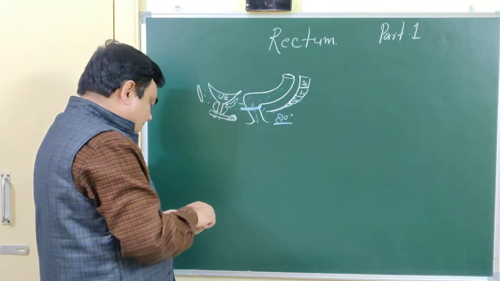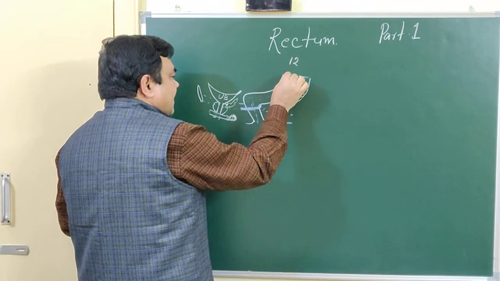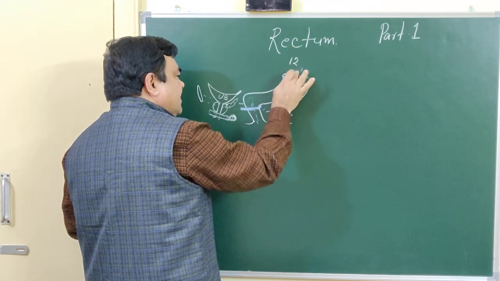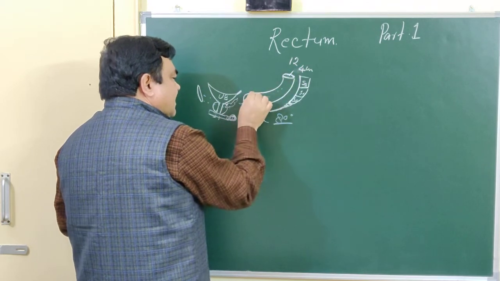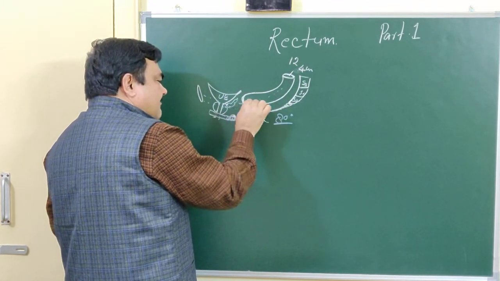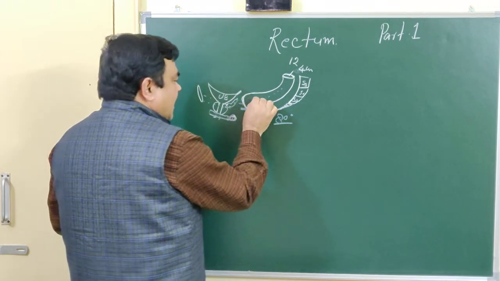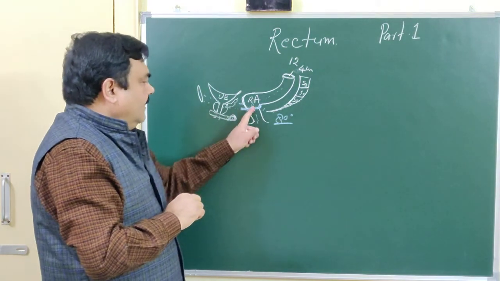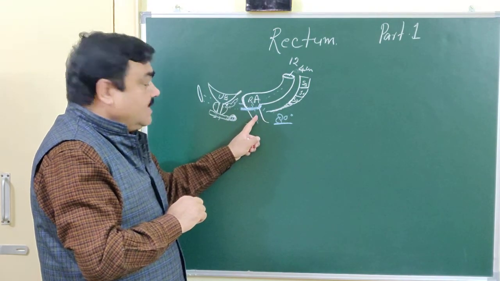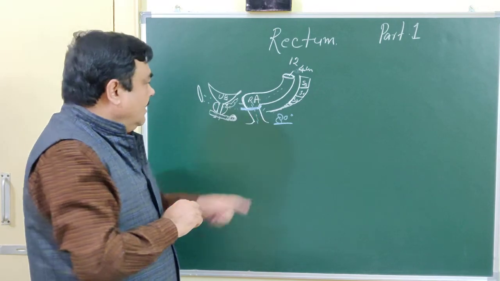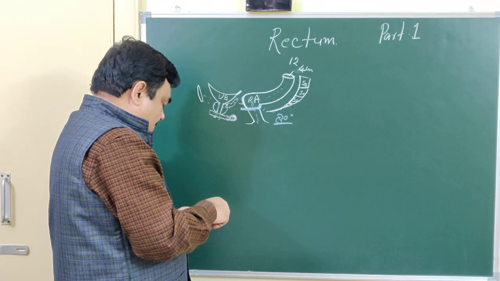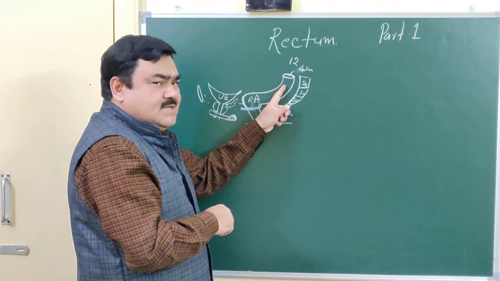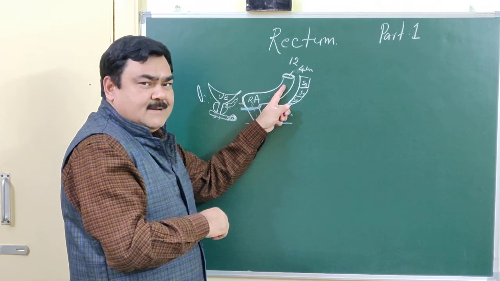The length of the rectum is about 12 centimeters. Here is the rectosigmoid junction. Here the diameter is about 4 centimeters. The lower end is dilated and forms the rectal ampulla. This is the rectal ampulla. And it continues with the anal canal. Here, if you see, it has two curvatures.